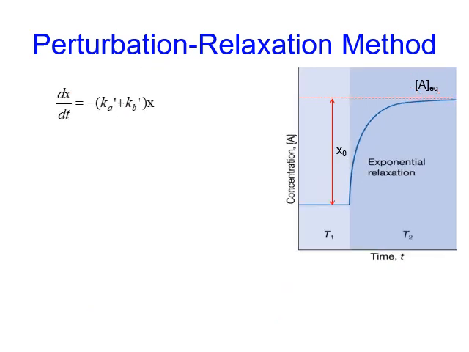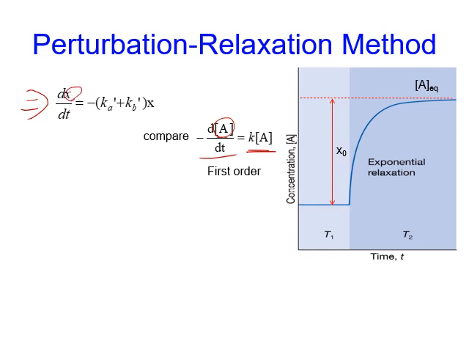In the last slide, we derived this differential equation. In this equation, x tells us how far away the concentration is from the new equilibrium concentration. This equation reminds us of a first order reaction. A first order reaction differential equation is negative dA over dt equals kA. In this equation, A can be replaced by x, and k is replaced by the sum of the forward and reverse rate constants. So the integral rate law we derived for a first order reaction should directly apply to this equation.